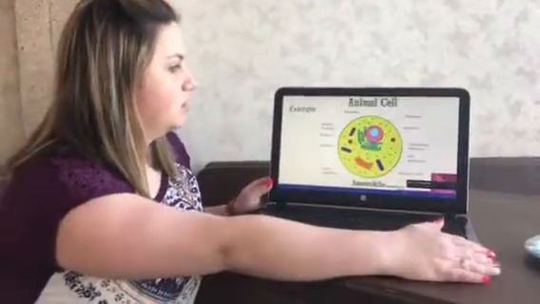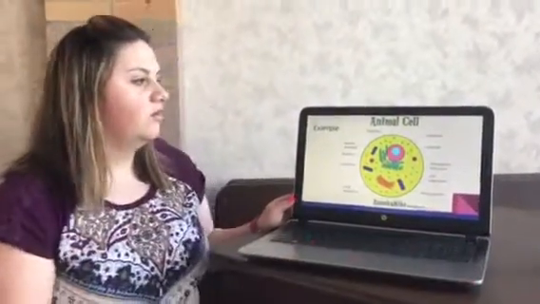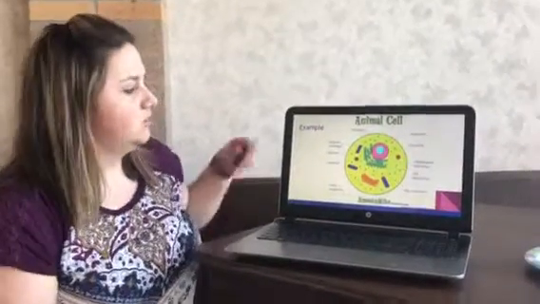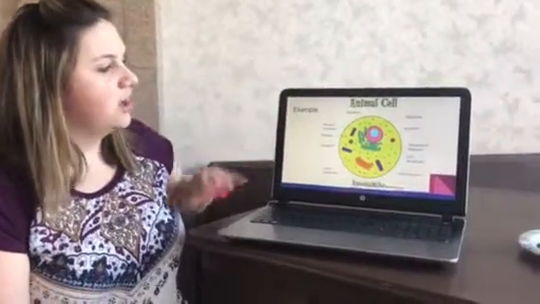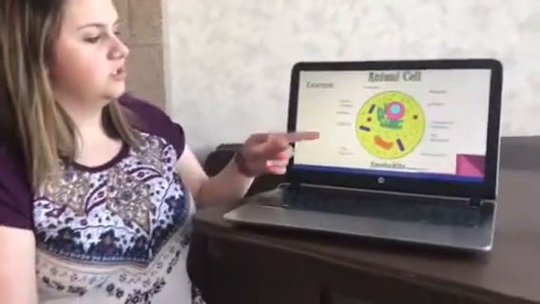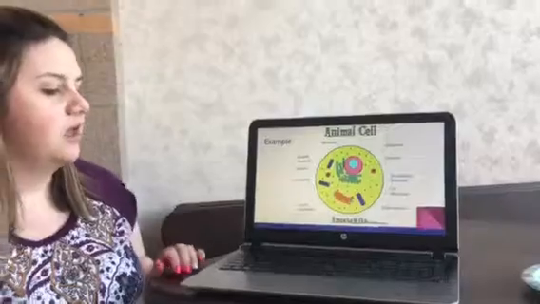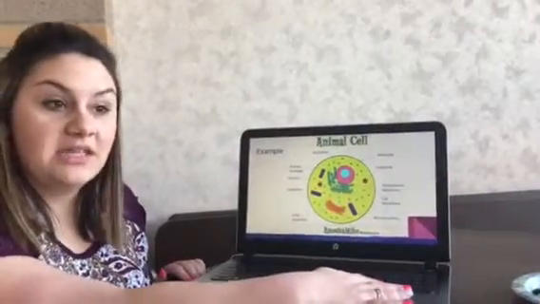So the next thing I'm going to talk about is the functions of the organelles in an animal cell. This is just a picture, and I will refer back to it. This is a picture of our animal cell and everything in it, and I will show you what everything means and does.